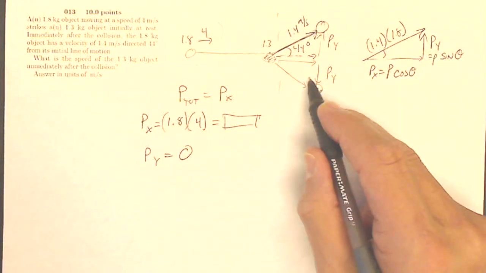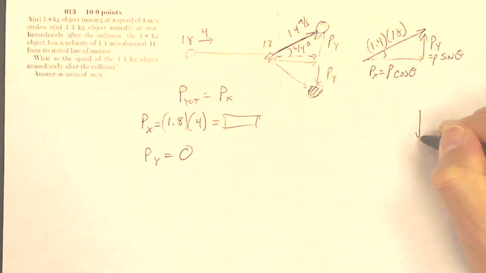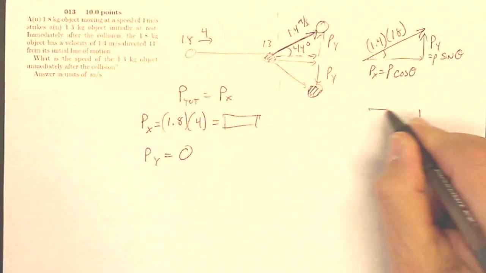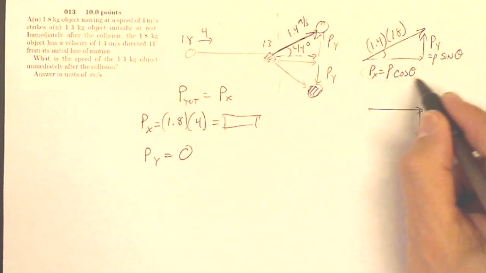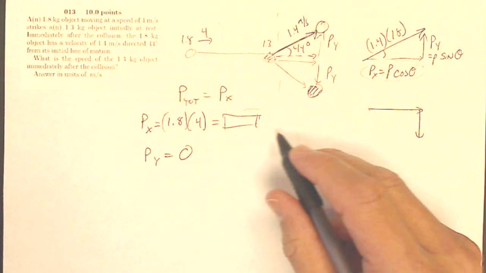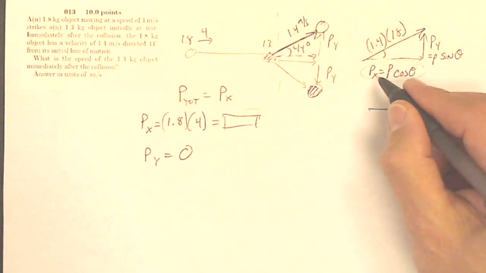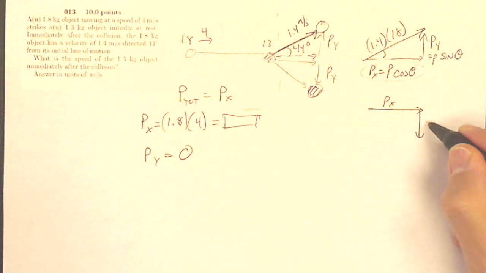Now I know that this one is going to have the same momentum in the y direction, so I can fill that in pretty easily. This momentum in the x direction is going to be the difference between this momentum and this original momentum. So if I take my total Px minus this Px, it'll give me my Px for this one. And Py is again going to be identical to this one, just in the opposite direction.